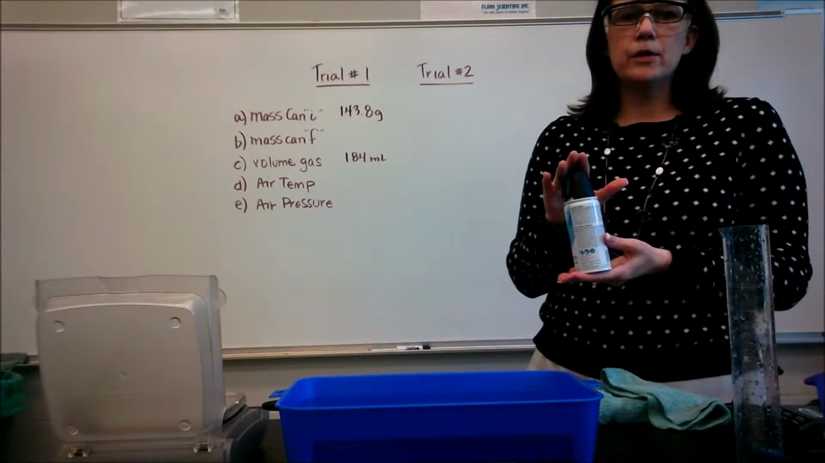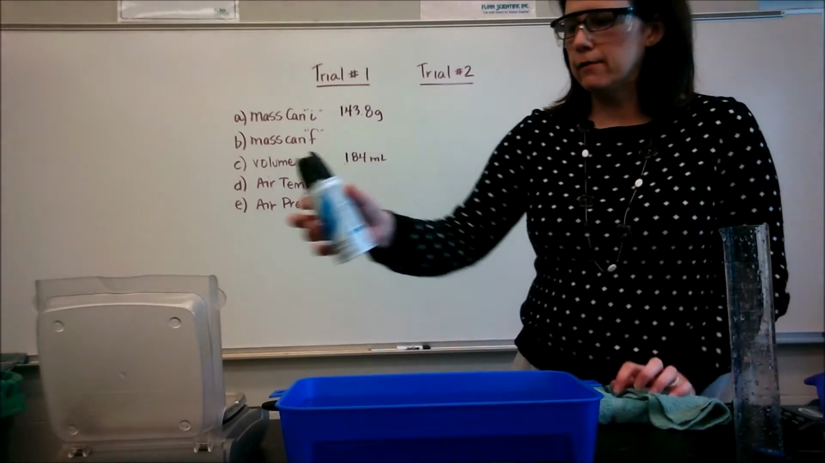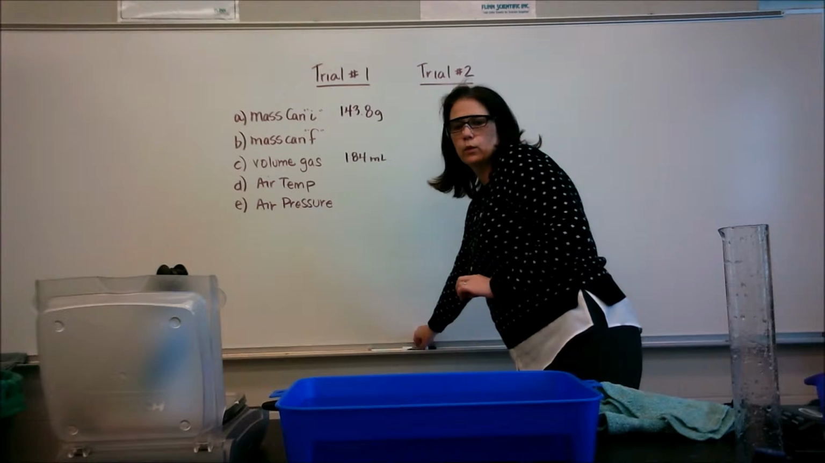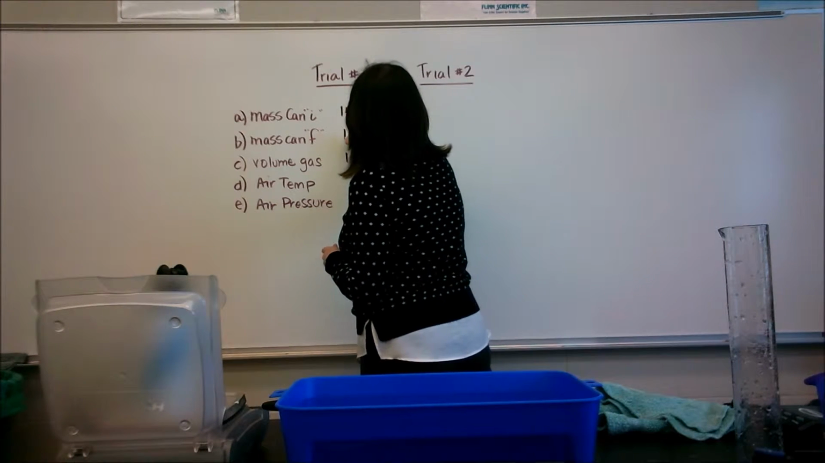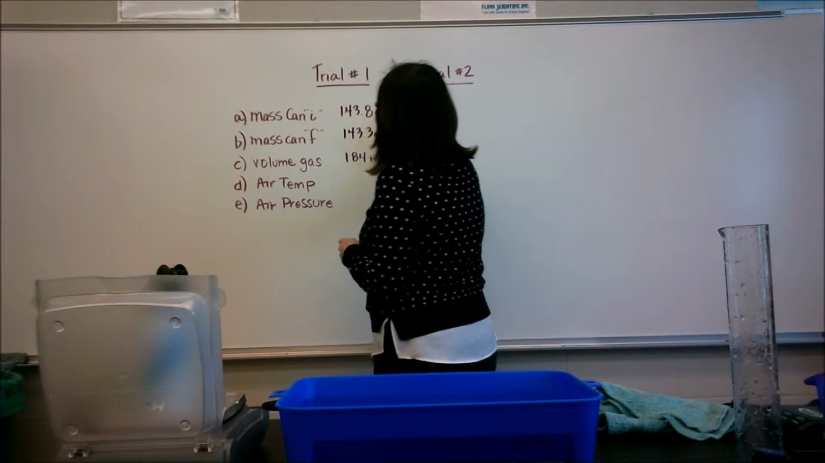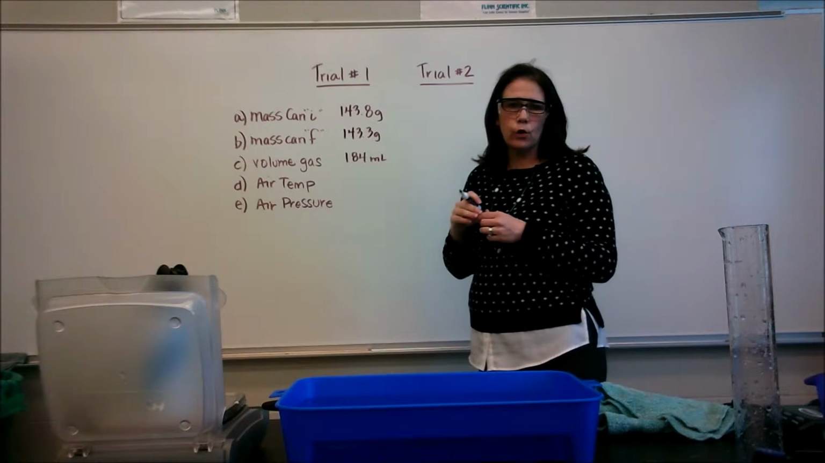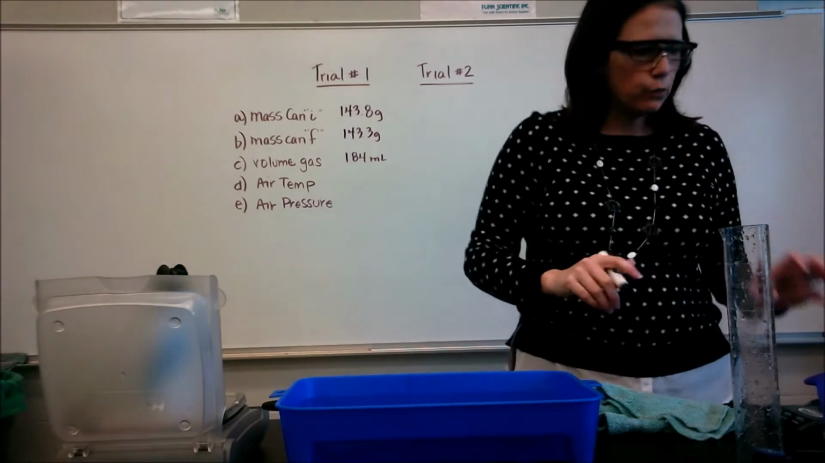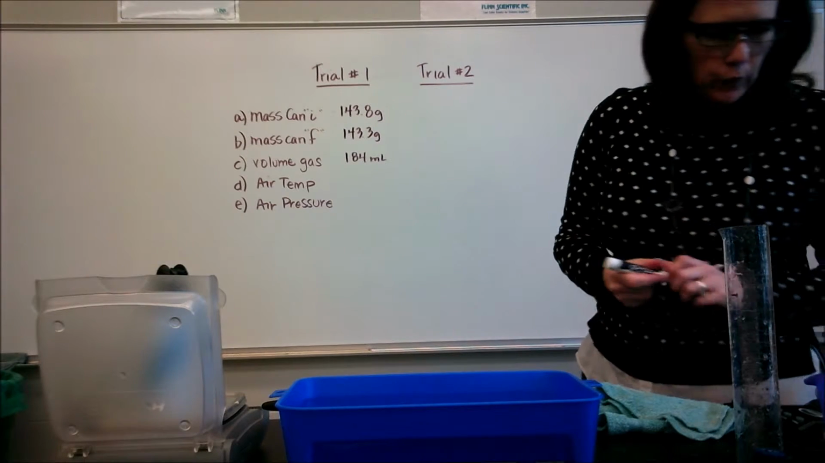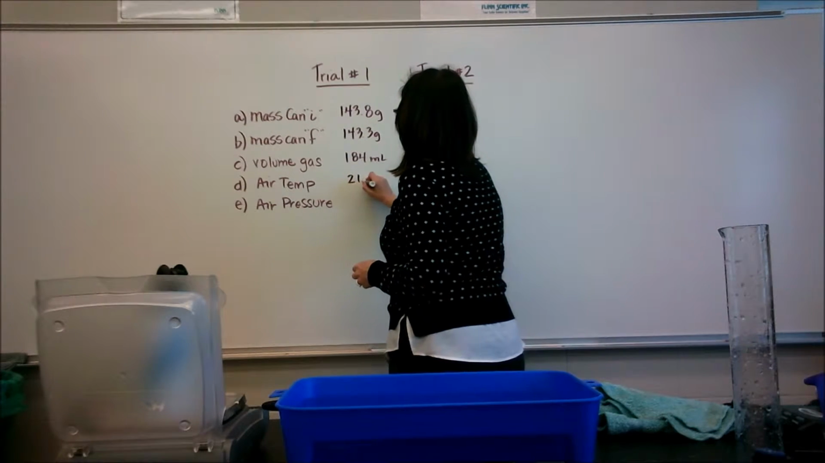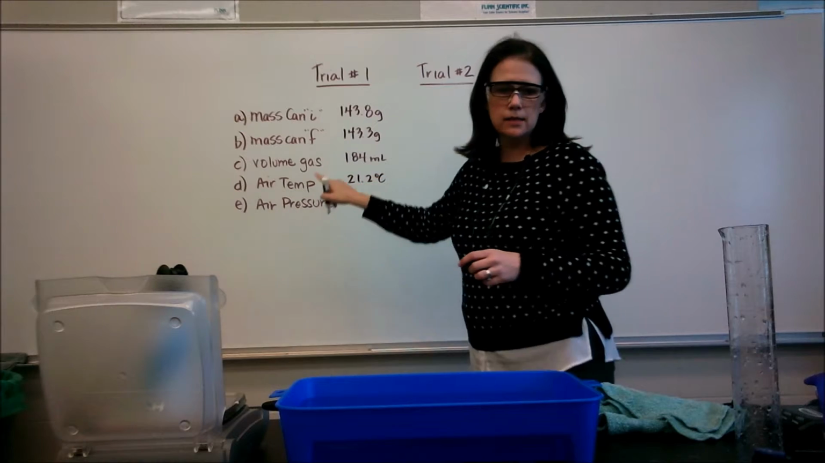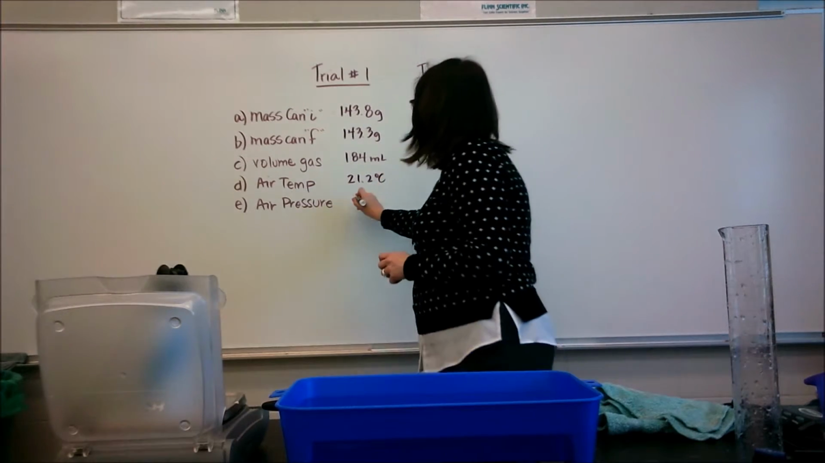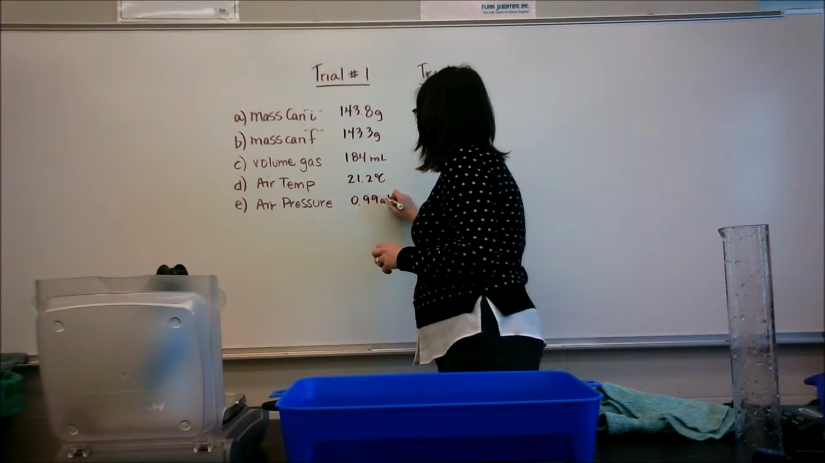Now we need to figure out how much of the gas was used to create that volume. So zero our balance, and now our mass is 143.3 grams. You can see we added about half a gram of the gas to get that 184 milliliters. Room temperature right now is 21.2 degrees Celsius. Again, Celsius is not friendly with the ideal gas law. And our pressure is 0.99 ATM.